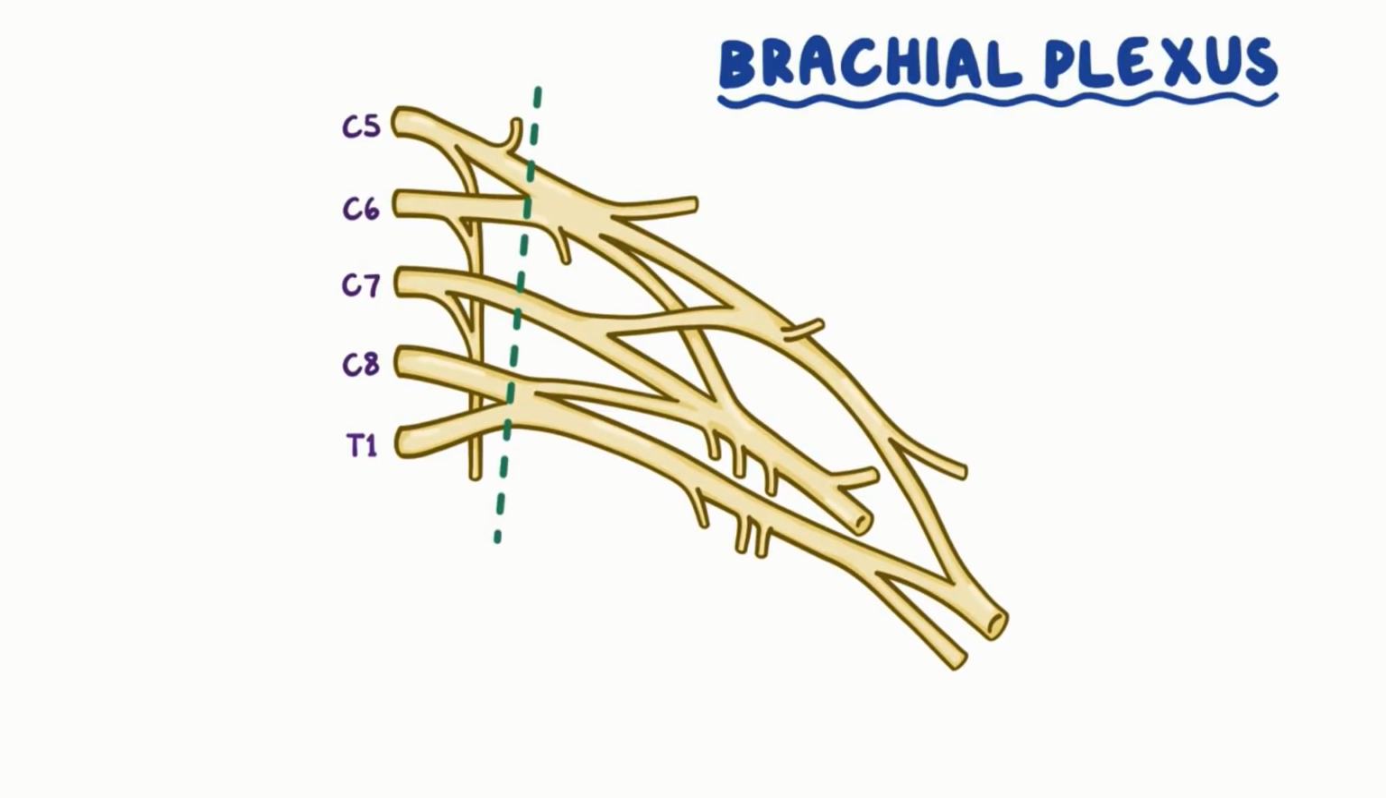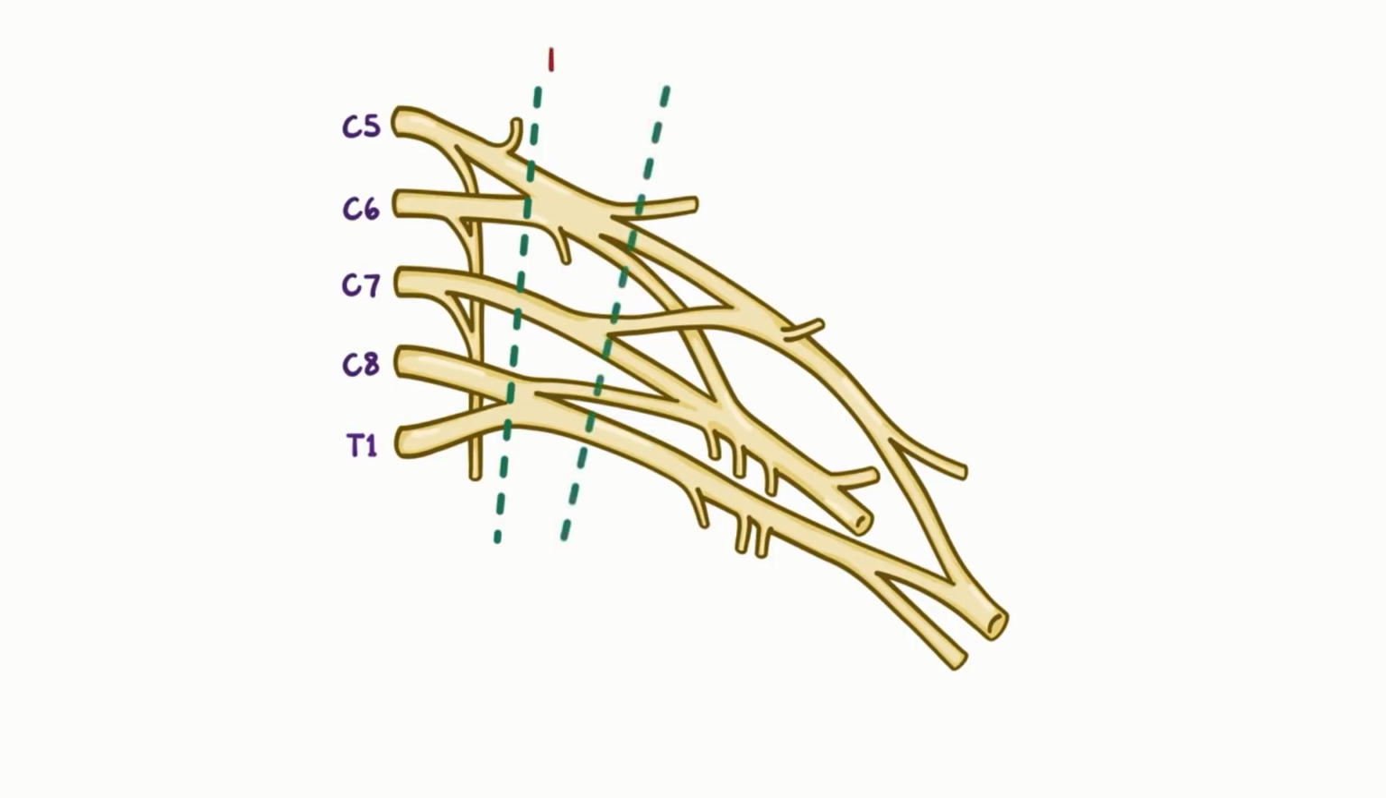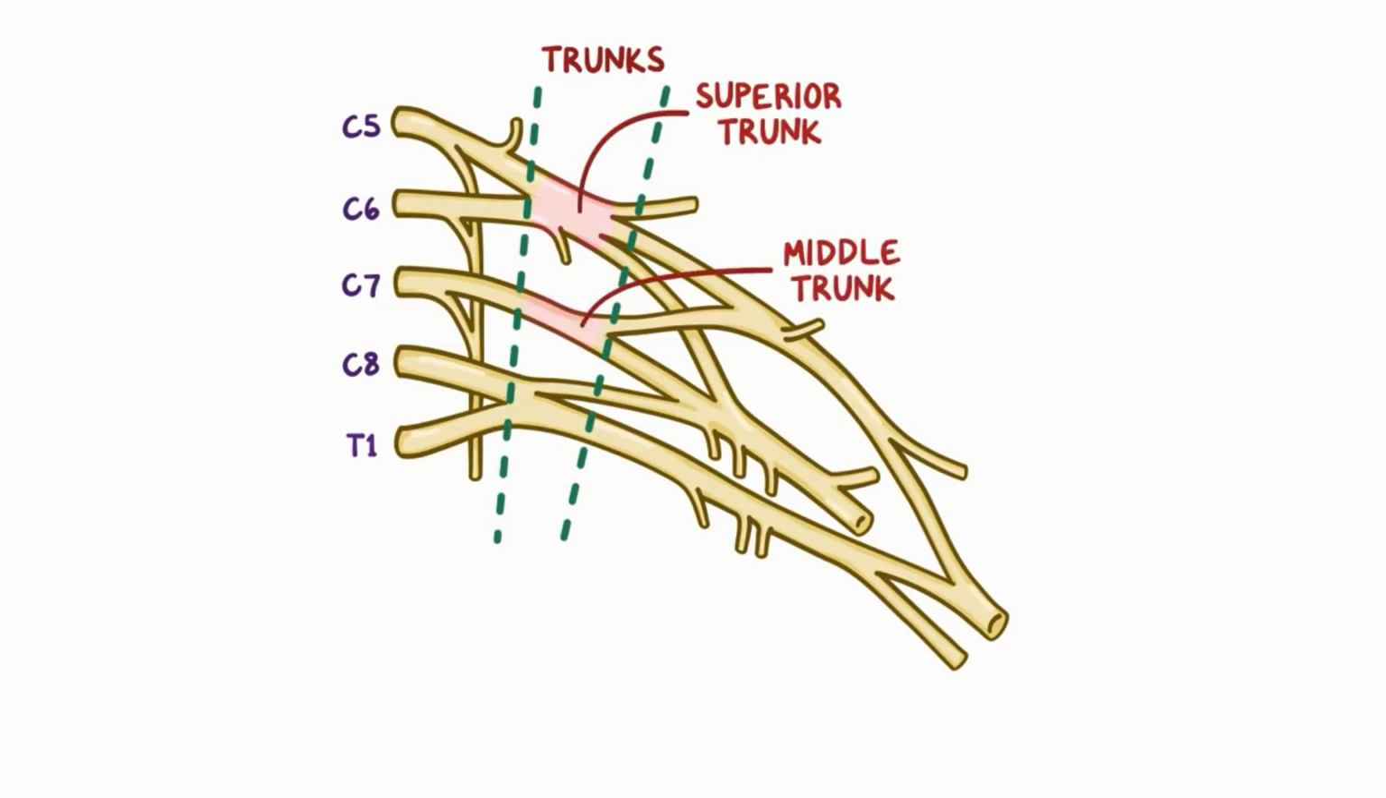In terms of anatomy, the brachial plexus is divided into 5 roots, which come from the last 4 cervical nerves, C5, C6, C7, and C8, as well as the first thoracic nerve, or T1. The 5 roots combine to form 3 trunks. C5 and C6 merge to form the superior, or upper trunk, C7 remains as the middle trunk, and C8 and T1 merge to form the inferior, or lower trunk.